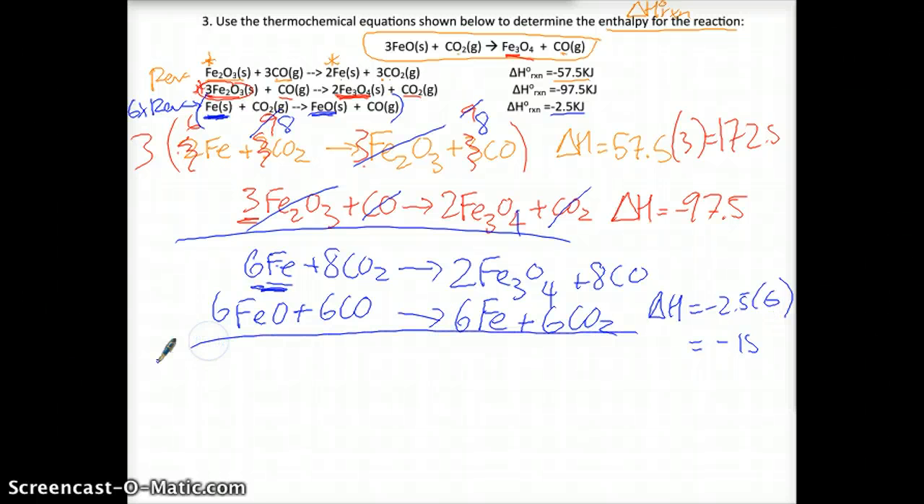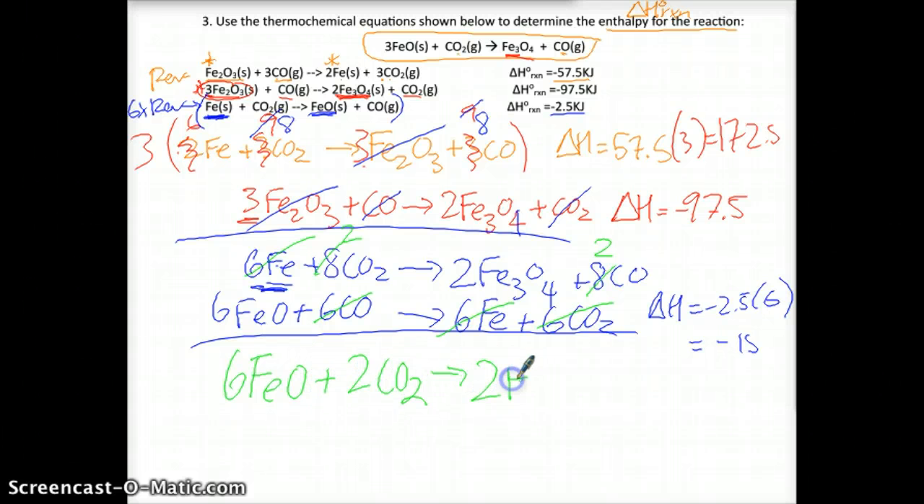Let's add these equations together now and see what I'm left with. Well, 6 COs are going to cancel with this 8 to make 2. This 6 CO2s will cancel with these to make 2. 6 Fes, 6 Fes. So what am I left with now? I have 6 moles of FeO plus 2 moles of CO2 produces 2 moles of Fe3O4 plus 2 moles of CO. This almost looks like my original, except I need 3, 1, 1, 1, and I have 6, 2, 2, 2. So I'm going to divide this by 2 to get my final answer.